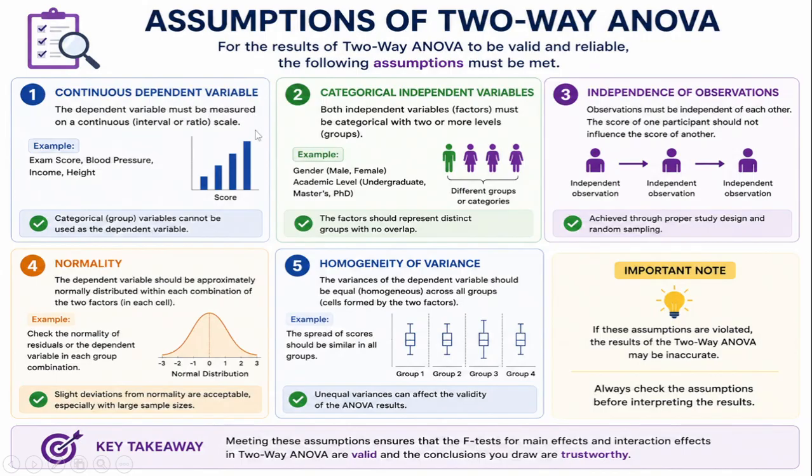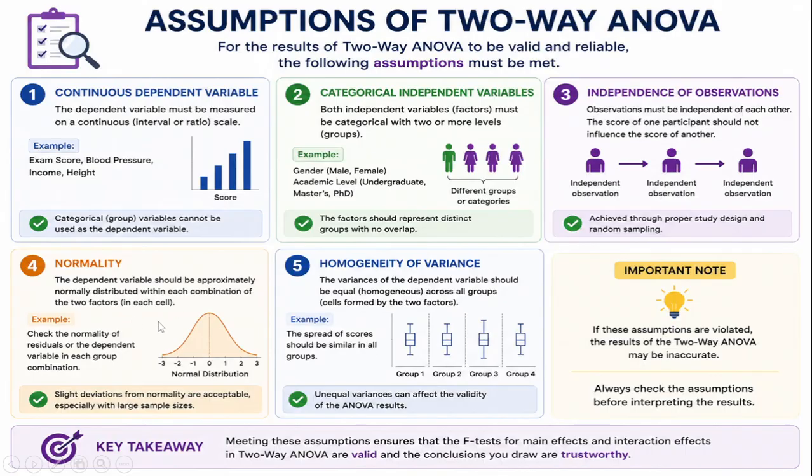These ones, we just use our eyes to check them. For the continuous variable, we make sure it's in the form of a number. This one should be categorical. We make sure that these ones are independent. But the normality and the homogeneity of variance are checked whenever we are performing the experiment.